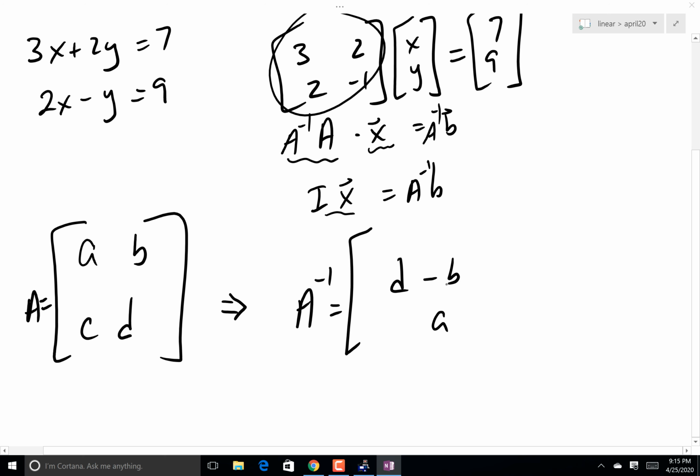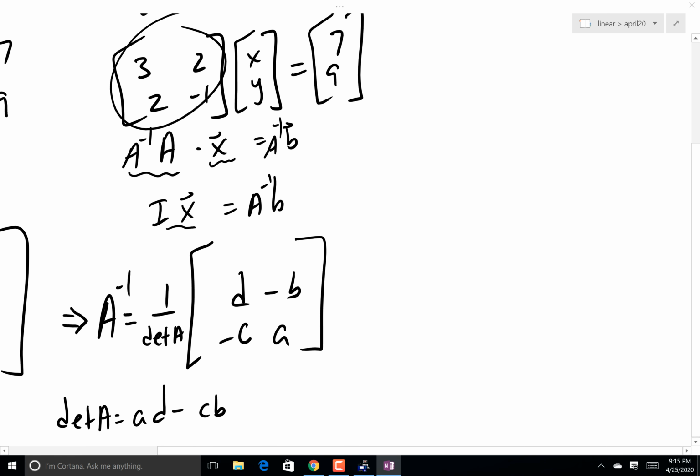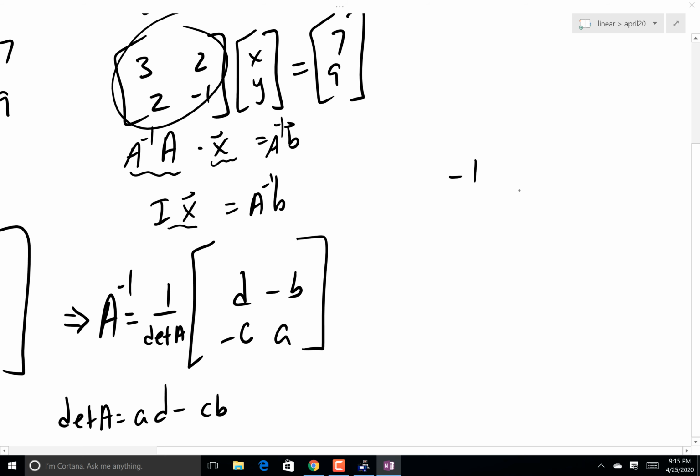d, negative b, negative c, a, and then times, oops, I didn't leave room for that. Just a minute. 1 over the determinant of A. Okay? And the determinant of A, in the case of a 2 by 2, is just ad minus cb, or bc, if that makes you happy. So in the case of this one up here, we would end up with negative 1, 3, negative 2, negative 2. The determinant would be negative 3 minus 4, which is negative 7.